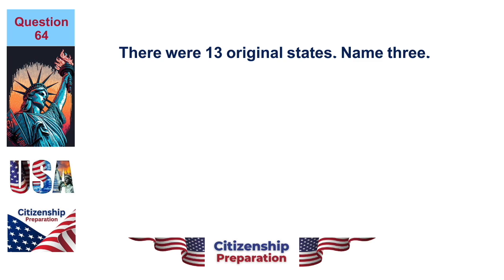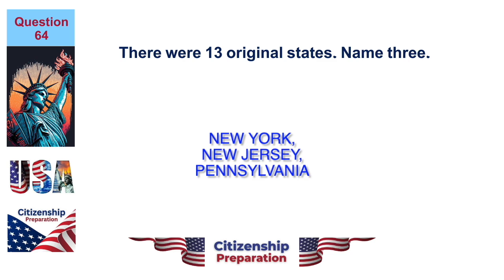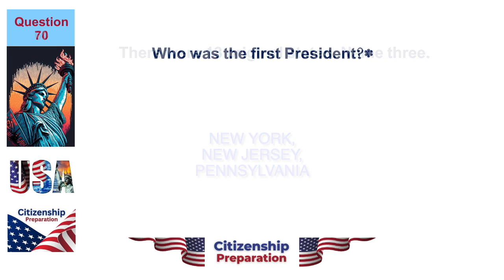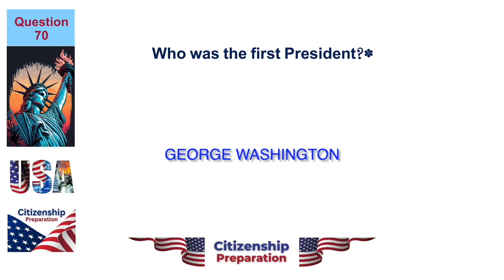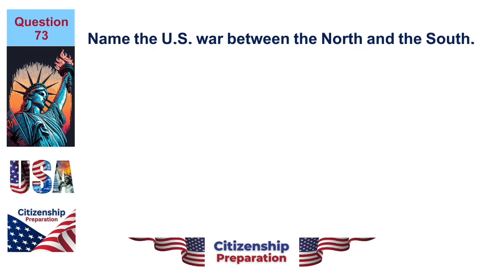There were 13 original states. Name 3. New York, New Jersey, and Pennsylvania. Who was the first president? George Washington. Name the U.S. war between the North and the South. The Civil War.